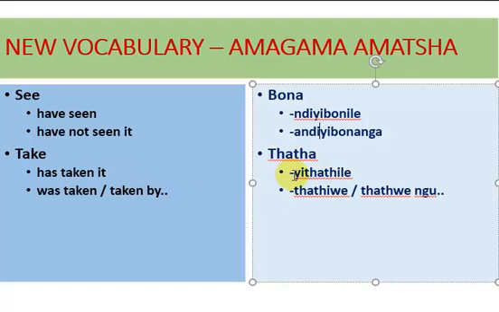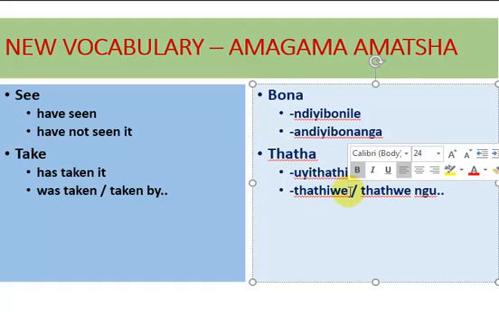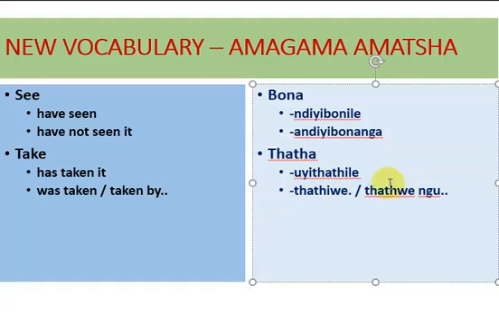Somebody has taken it. Let's say uThemba uyithathile. And it was taken, full stop, ithathiwe, full stop, and ithathwe nguThemba, it was taken by Themba. So these are just some examples of the past tense, which we will delve into a little bit further as we go along. But just some examples in the meanwhile.